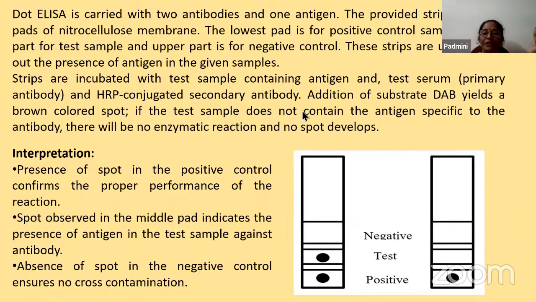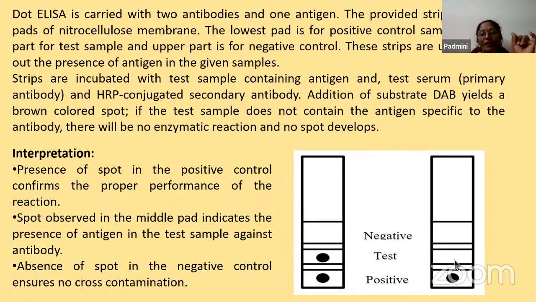And if the test sample does not contain an antigen specific to the antibody, there will be no enzymatic reaction and no spot will be developed. So what is the interpretation that you get over here? The presence of the spot on the positive control confirms the proper performance of the reaction. So that means you have carried out the reaction properly, which shows that everything went on correctly. The spot observed in the middle pad indicates the presence of antigen in the test sample against the antibody. So that means the patient is positive for that particular disease, is what you are going to confirm. Now, if you can see in this second picture, there is no dot present over here.